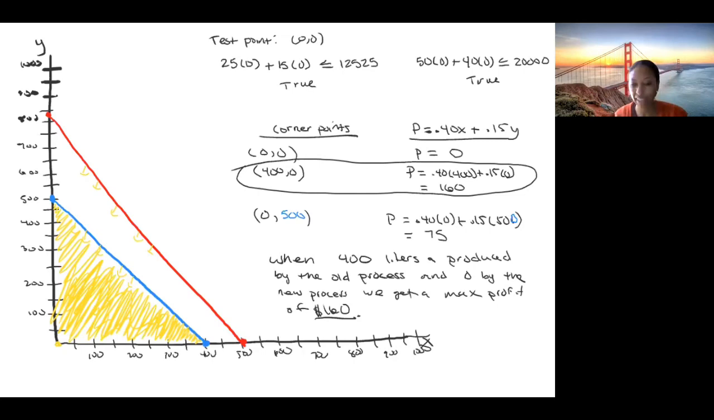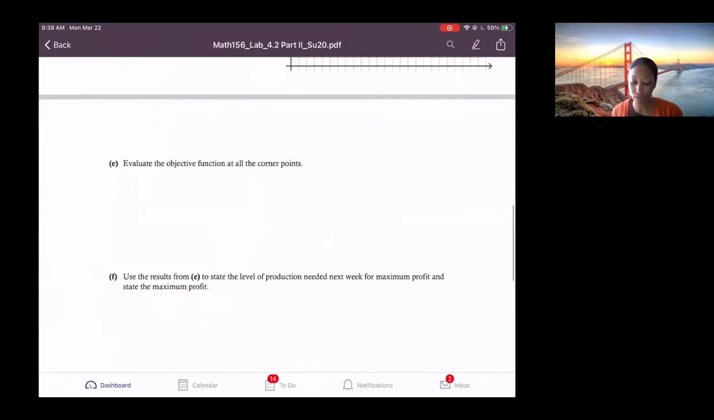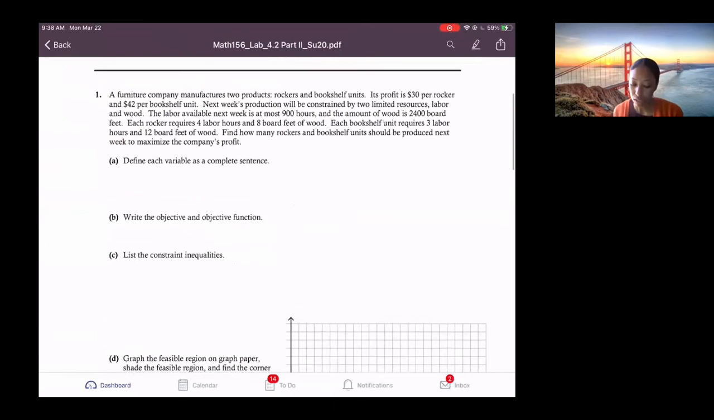All right, one more we need to look at, our lab for today. So you can open up lab 4.2, day 2. It's just one problem, just like the ones that we've been doing, but it's broken down into parts for us.